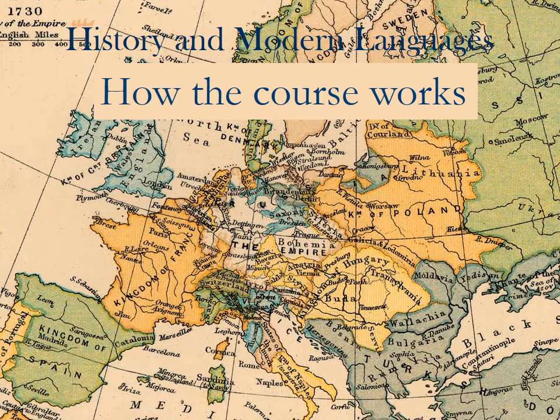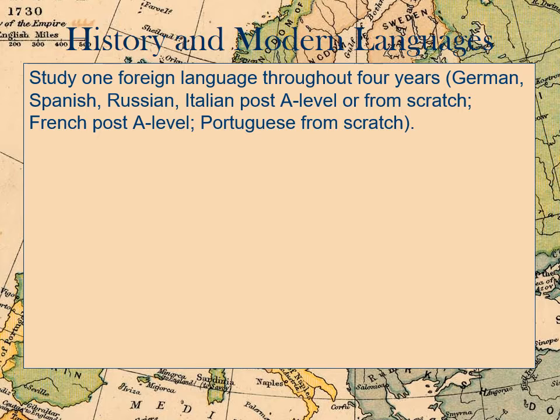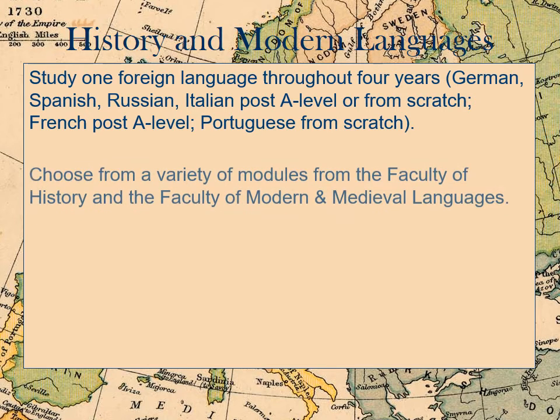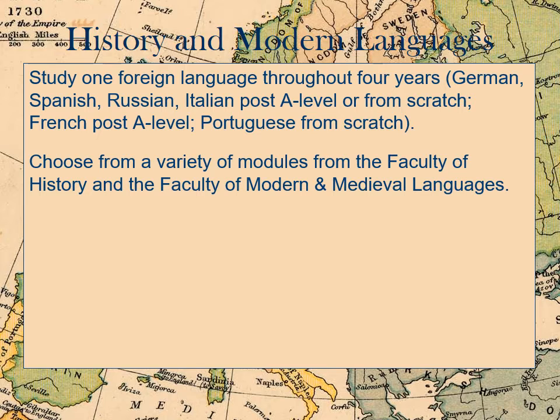So, how does the course work? How is HML structured at Cambridge? I'm going to give you a very brief outline. It combines the study of one foreign language with the study of history. Now, on the foreign language side, you can choose from German, Spanish, Russian, Italian, which you can study either post A-level or post IB higher level, or from scratch. French is only available post A-level, Portuguese only available from scratch. And you would combine your study of that one foreign language with the study of a vast array really of history modules.